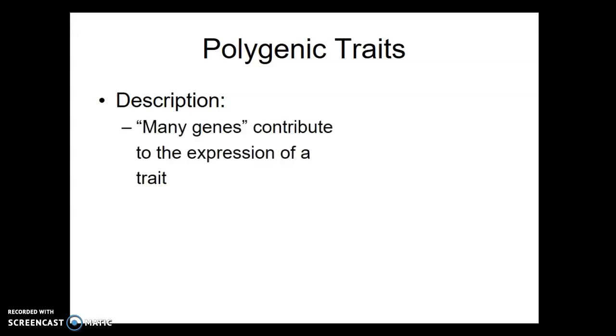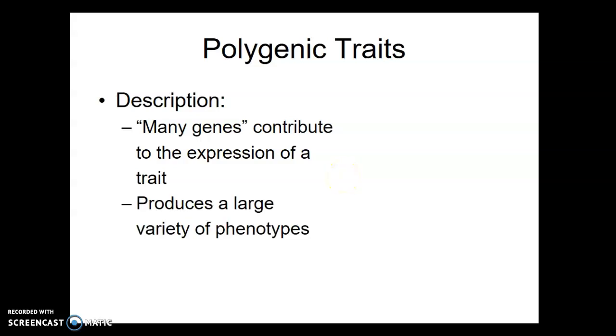So that makes it pretty unique in terms of how we'll express these traits. So we have many genes, polygenic, contributing to the expression of that trait. The more genes that we have, the more variety we might have. So we're going to end up with a lot of different possible phenotypes. So if you think of a trait in humans where we have a huge variety, it's most likely going to be a result of a polygenic trait.